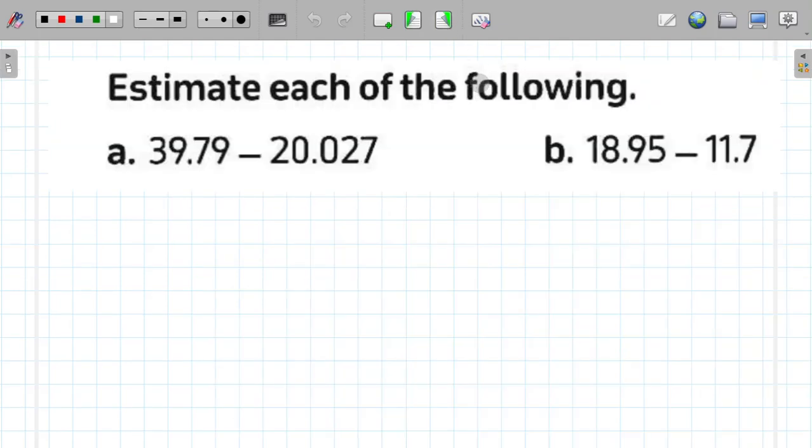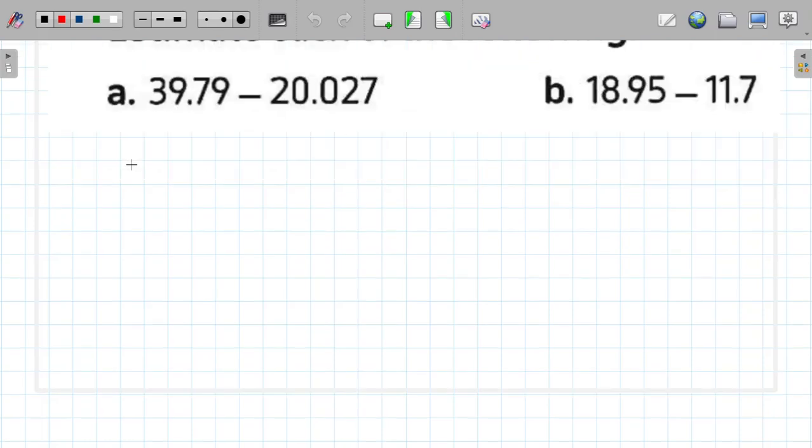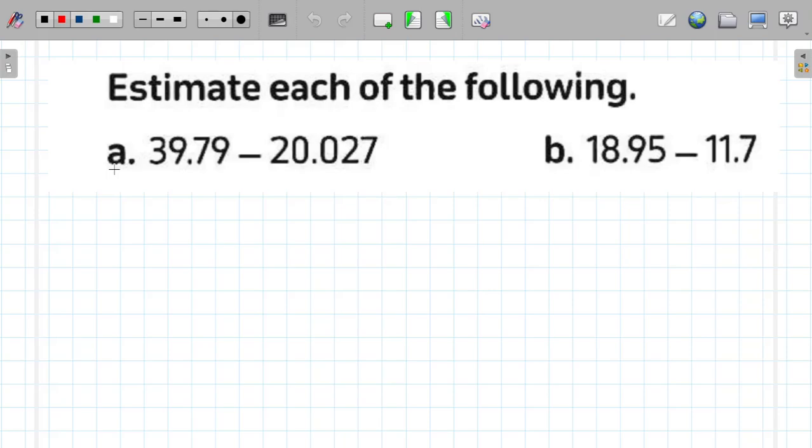First, I have here 39.79 minus 20.027, okay? And I want to estimate the difference here, okay? So I want to round each number to the nearest digit I will choose. And in the first one, I will choose to the nearest tenth, okay?